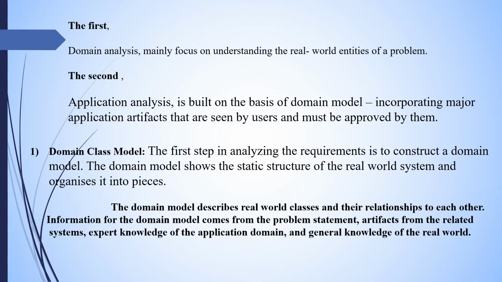The first step in analyzing the requirements is to construct a domain model. The domain model shows the static structure of the real world system and organizes it into pieces. The domain model describes the real world classes and their relationships to each other. Information for the domain model comes from the problem statement, artifacts from the related systems, expert knowledge of the application domain, and general knowledge of the real world.